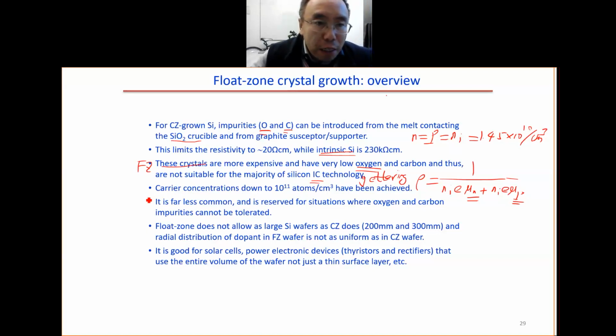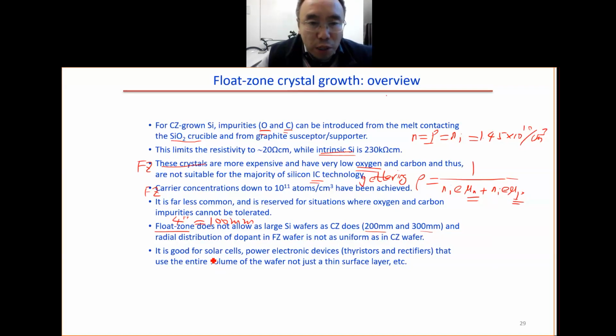For the float zone, we can get carrier concentration down to 10 to the power 11. You see, the intrinsic is 10 to the power 10, so 10 to the power 11 is very, very low. It is not as common as CZ silicon because it is more expensive. And it cannot grow 200 or 300 millimeter wafers. FZ can grow up to 4 inch, which is about 100 millimeter. So FZ is good for wafers up to 100 millimeter.